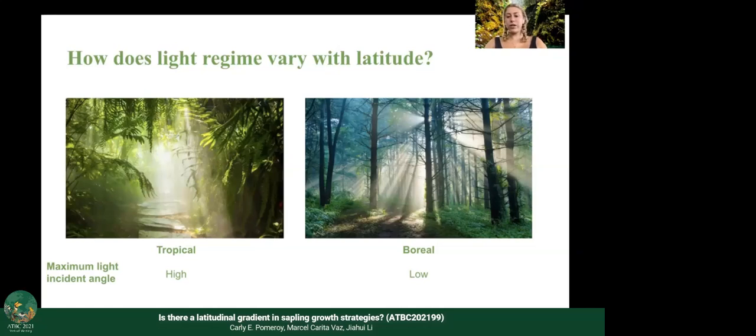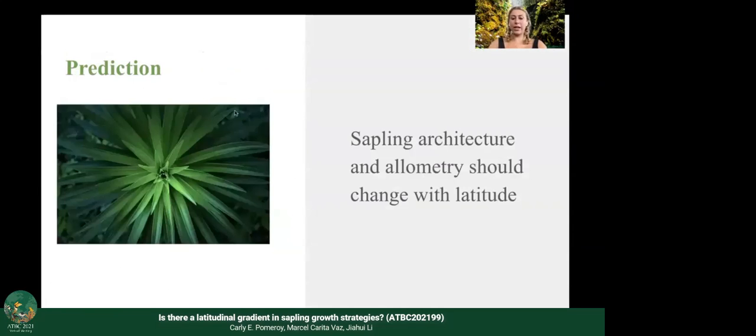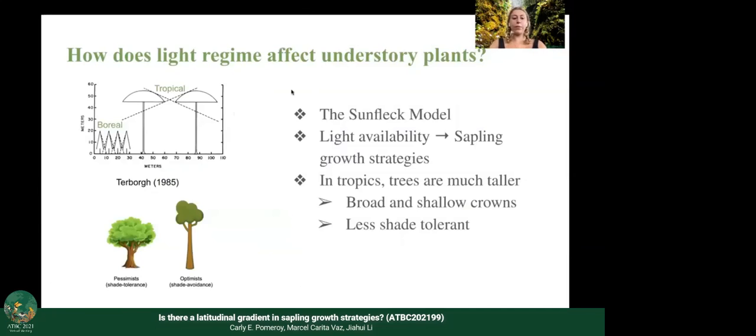So if light regimes are different, this must affect understory plants such as saplings heavily. And plant architecture changes according to light interception efficiency. So this led us to wonder how the light regime affects these understory plants. As such, with this question, we took a look at the Sunfleck model, which was published in 1985 by Terborg.